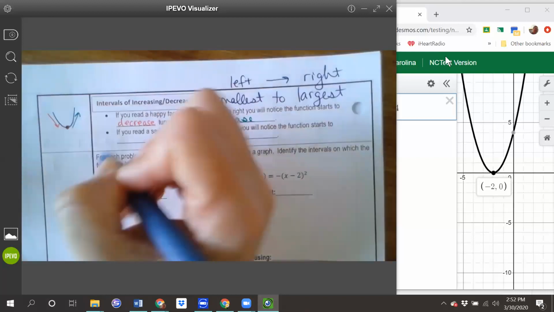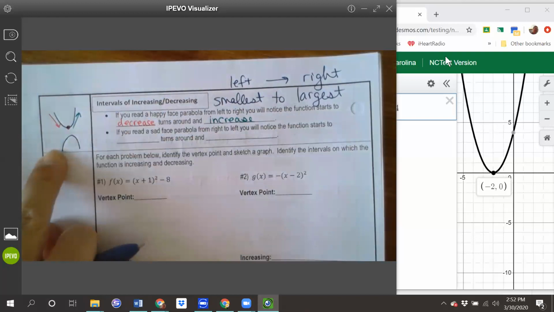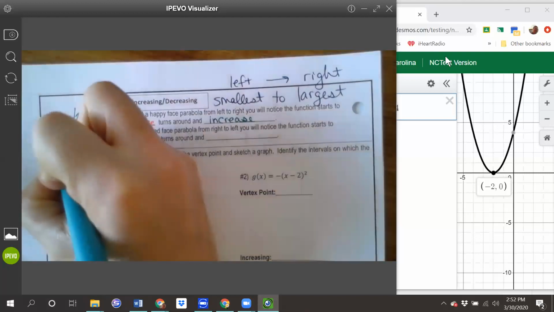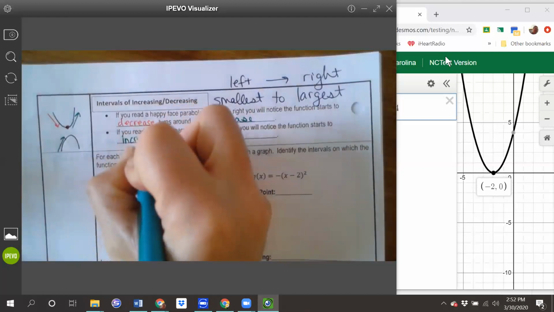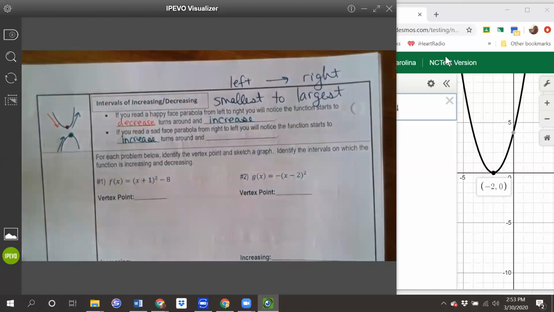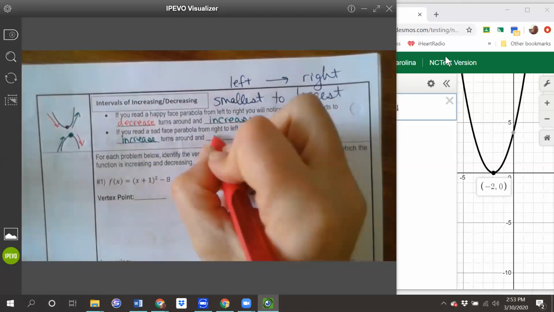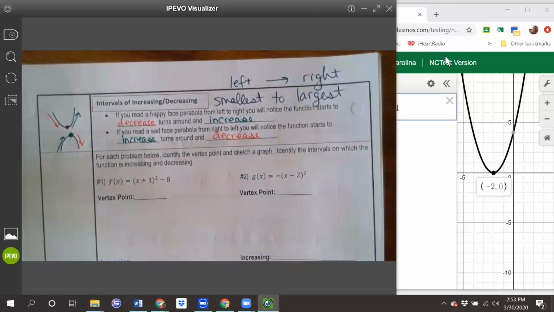So if I look at a sad face, a frown face, and again, I'm starting on the left side, the small side, I am following the parabola up, which means that it is an increasing function until it hits the vertex, and then it changes directions and heads down, which means it's now a decreasing function.